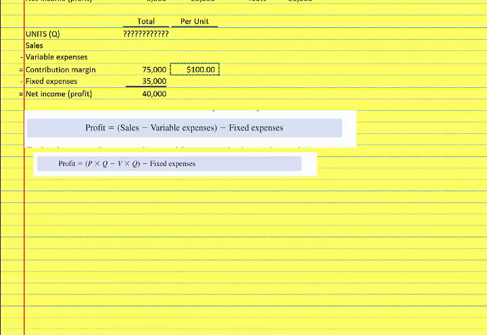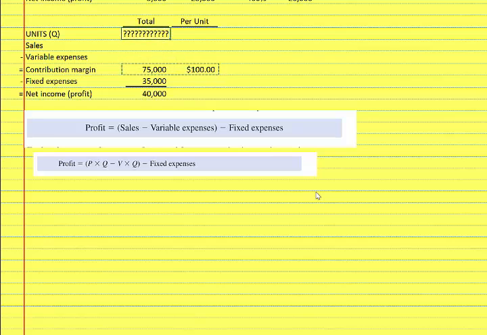So 1 unit gives me $100, 2 units gives me $200, and so on. A few minutes ago, you knew those two numbers, and you multiplied number of units times contribution margin per unit to get contribution margin. In this case, we know these two numbers, and the question is, how many units do we have to sell if each unit earns a contribution margin of $100 to generate $75,000 in contribution margin?